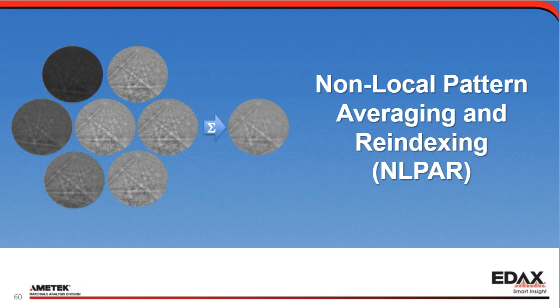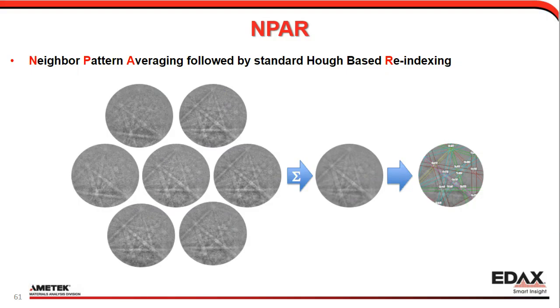Now, in the previous version of the software, we had NPAR, which is really useful for improving pattern quality. This is the neighborhood pattern averaging and reindexing, NPAR. But now we've added a new variation of that. We call it non-local pattern averaging and reindexing, NLPAR. So if you remember NPAR, you take a pattern and all of its neighbors, and you come up with a nice, smoothed, improved pattern, as you might see in that example schematically there. And then you reindex it.